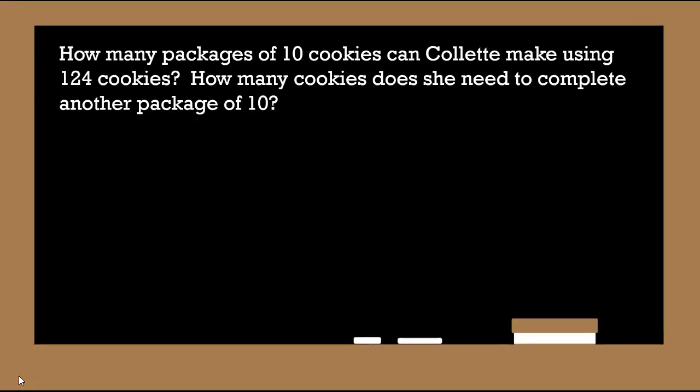Alright, here's our application problem. Remember, for our application problem, you can use whatever strategy you feel comfortable using. The problem is, how many packages of 10 cookies can Khalid make using 124 cookies? And the second question is, how many cookies does she need to complete another package of 10? Go ahead and push pause and then push play when you're done solving this.